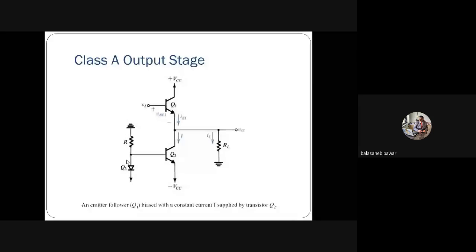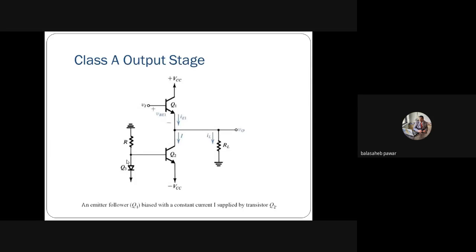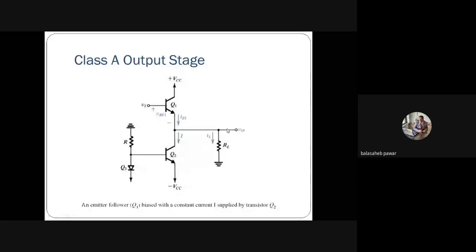So, class A output stage. Basically, that output stage can be designed and developed by using class A configuration. You will observe there are two transistors. Out of that, the lower one is working as a constant current source for the first transistor, and that first transistor is in emitter follower configuration, because the output is taken from the emitter terminal of Q1, and V1 is nothing but the signal processed by the previous stages.